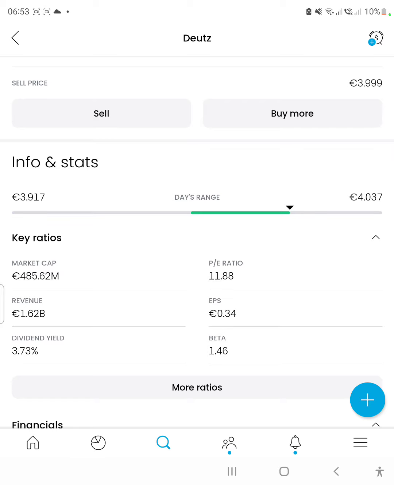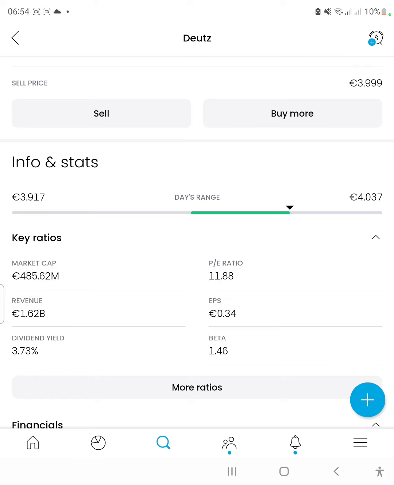The revenue figure, which is the overall sales in the last financial period, was 1.62 billion euros. The dividend yield was 3.73%, which is just below our minimum requirement, or what we would consider a good dividend stock, of 5%. 3.73% is not bad, it's still good. It depends on what the company does with the rest of its cash and the rest of its operating income and the rest of its net profit. That determines how well a company is going to do in the future, as well as other factors.